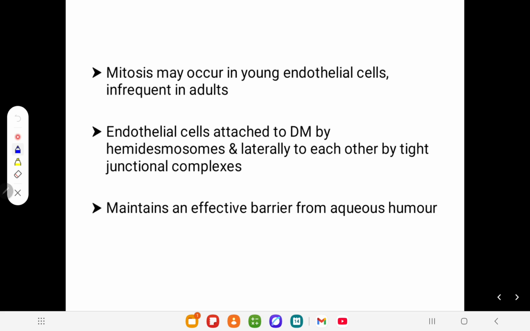Mitosis may occur in young endothelium and is infrequent in adults. We think that mitosis does not occur in the endothelial cells. Endothelial cells are attached to the Descemet membrane by hemidesmosomes and to each other laterally by tight junctions. They maintain an effective barrier to the aqueous humor, but it is a leaky barrier, not as strong as the epithelium.